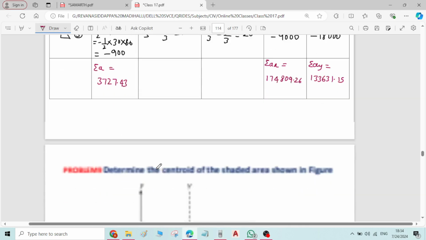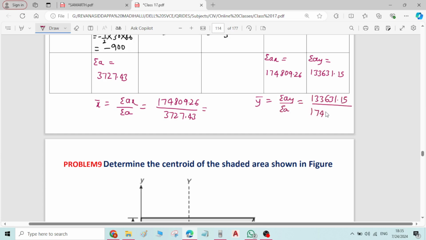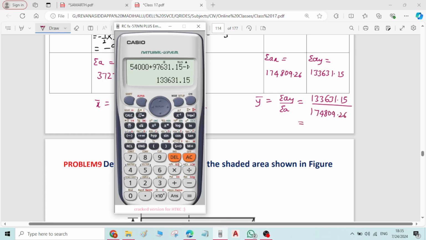Now we can calculate the x bar and y bar. We know that x bar is equal to sigma AX divided by sigma A, which is 174,809.26 divided by 3727.43, and y bar is equal to sigma AY by sigma A, 133,631.15 divided by 3727.43. Let me calculate the y bar first.